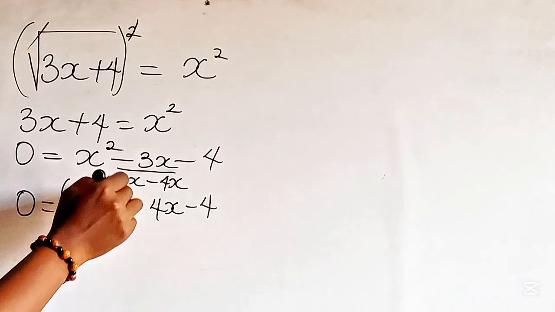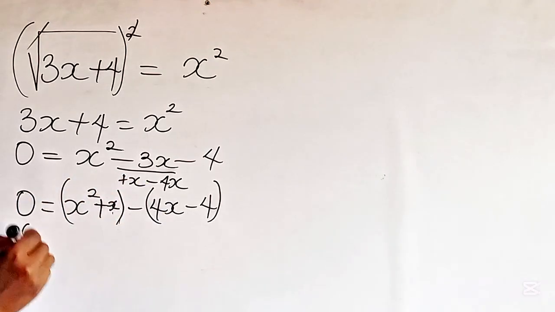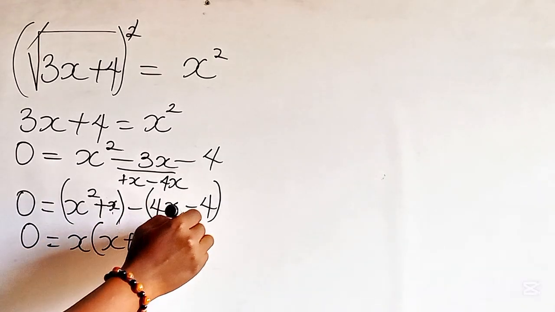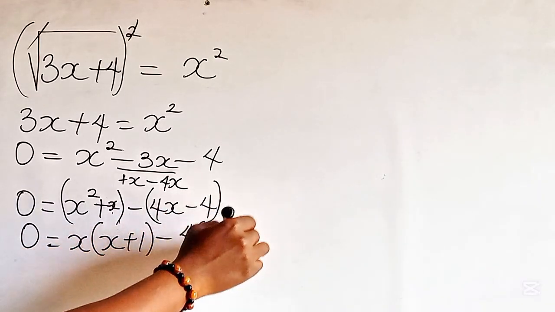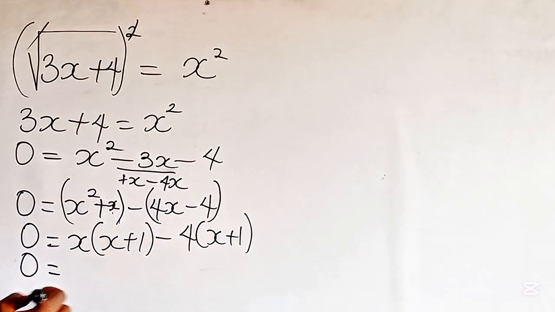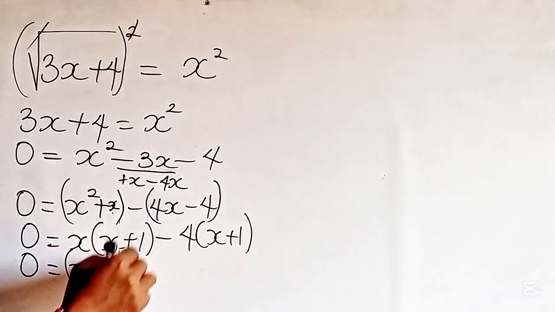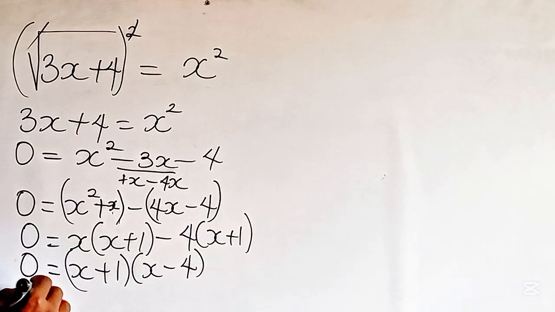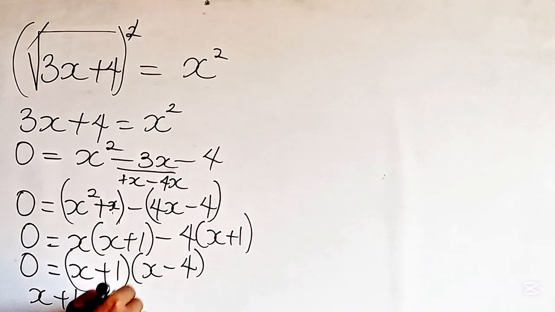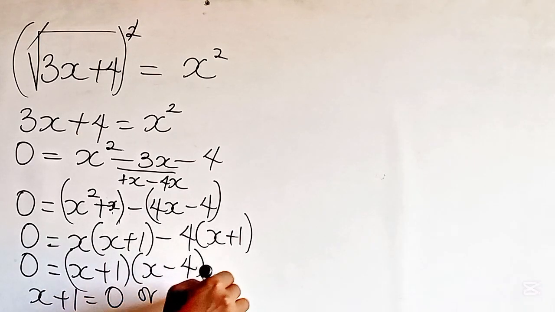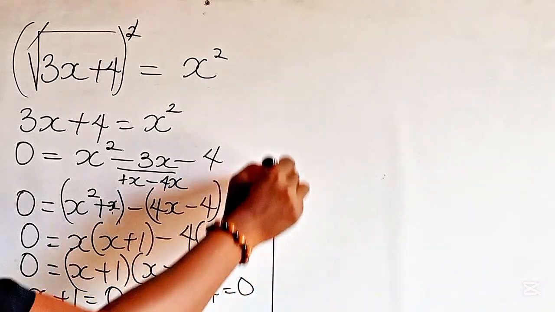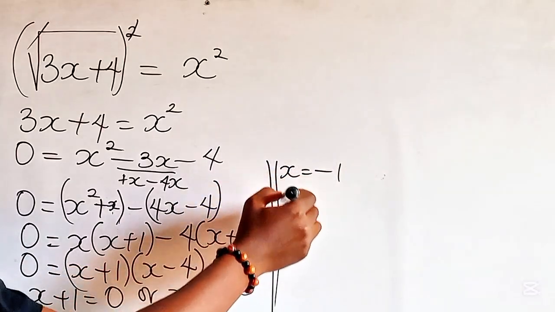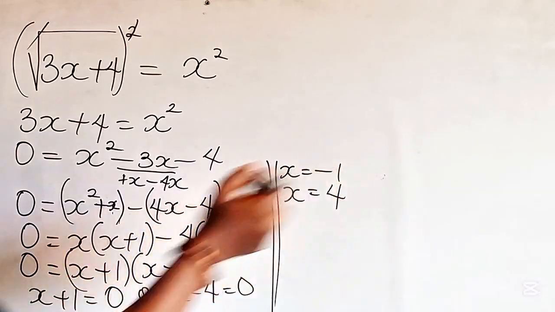We group them in pairs and factorize. The common term here is x. So we have x into x plus 1 minus 4 into x plus 1. So 0 is equal to x plus 1 times x minus 4. That means either x plus 1 is equal to 0 or x minus 4 is equal to 0. Therefore, x is equal to minus 1 or x is equal to 4.